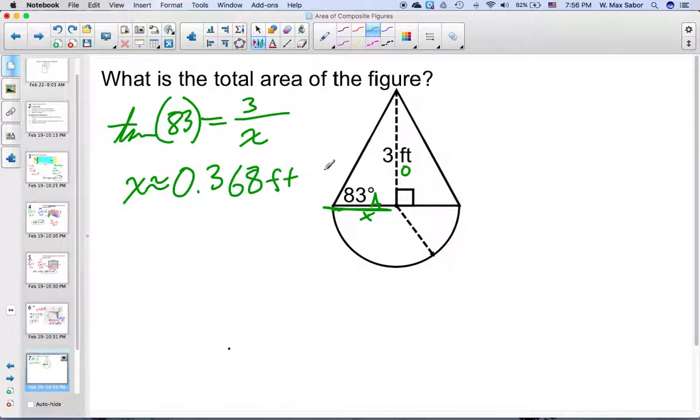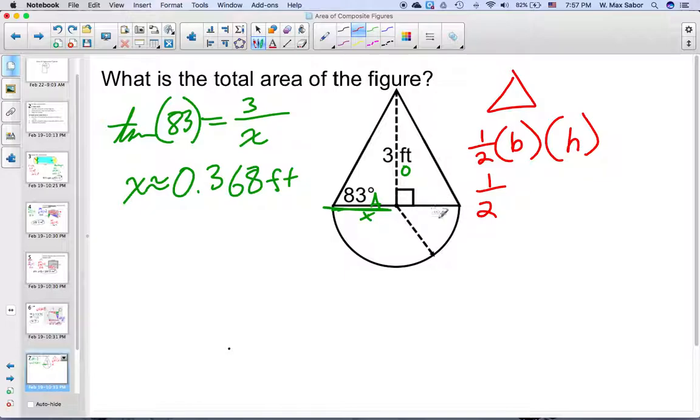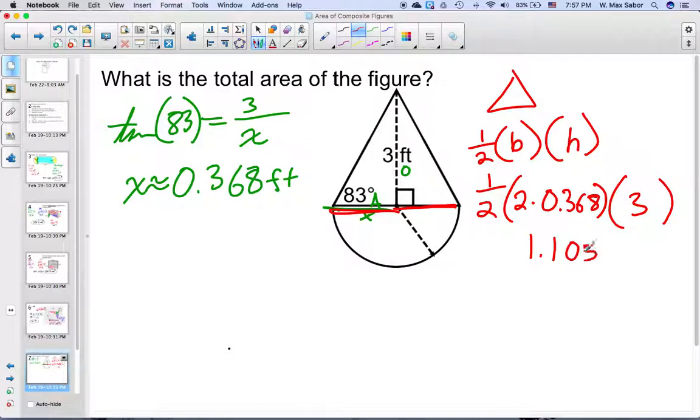And using that, we can look at the area of the semicircle and the area of the triangle. So for the triangle, we're going to do 1/2 base times height. Now the base is going to be x times 2, so it'll be 2 times that 0.368, because this was 0.368, so this will also be 0.368. And the height was 3. So that gives us an area of 1.105 square feet.